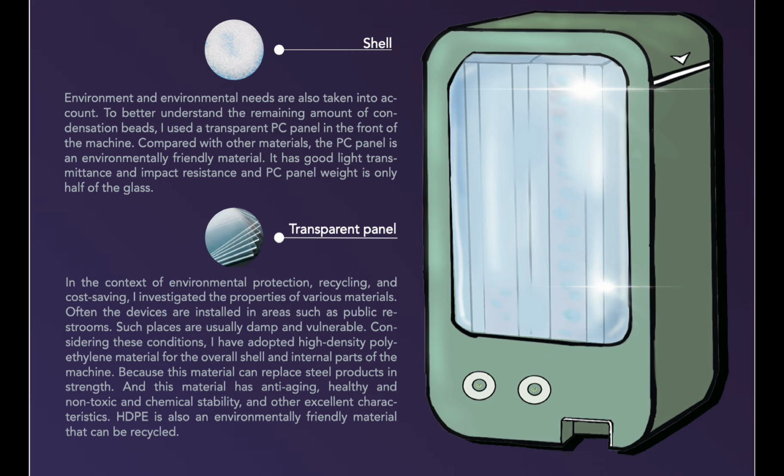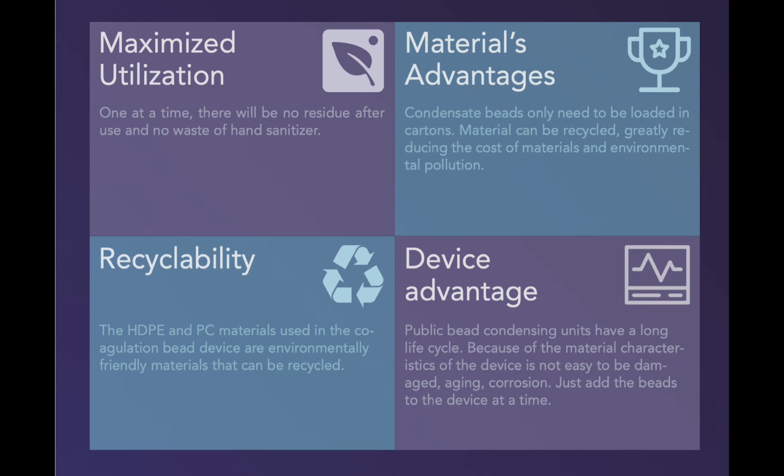In the context of environmental protection, recycling, and cost saving, the product is maximized for environmental protection by investigating the characteristics of various materials. We redesigned it to maximize the use of the hand sanitizer. It makes up for the structural defects existing in the original packaging. The new design addresses issues such as liquid residues and human waste. Because of the material properties of PVA, we can pack the beads in paper boxes. Cartons reduce material costs and environmental pollution in both production and recycling.